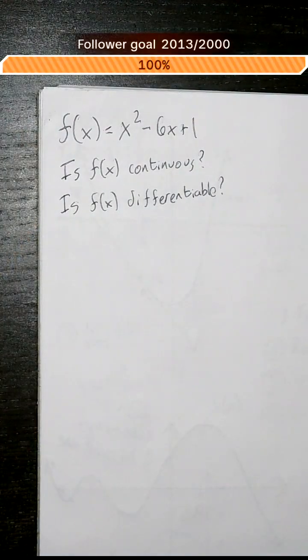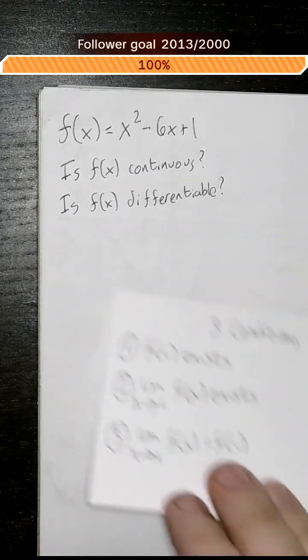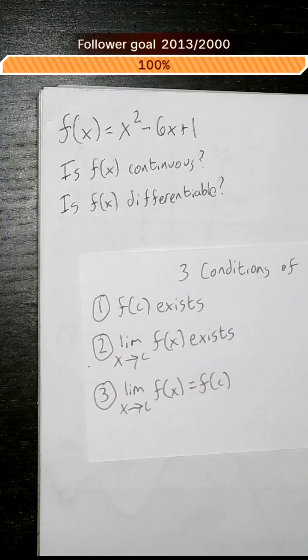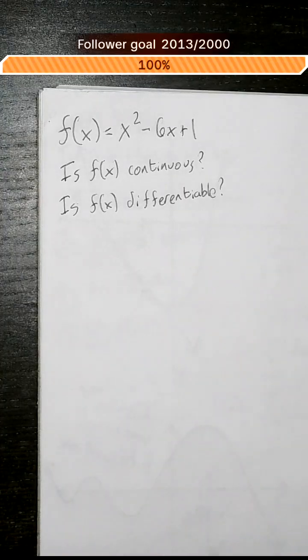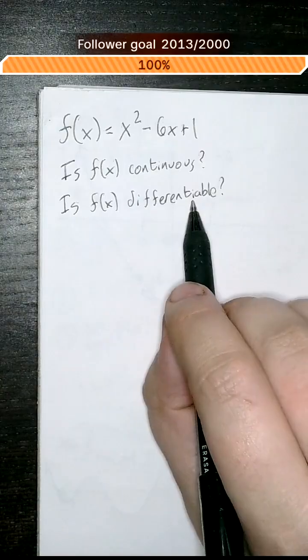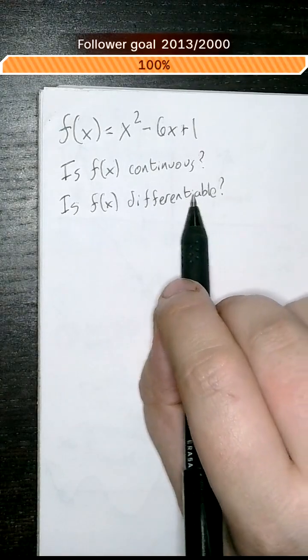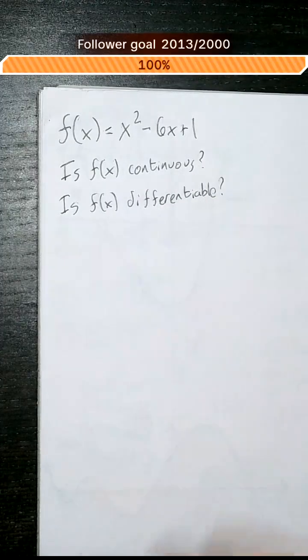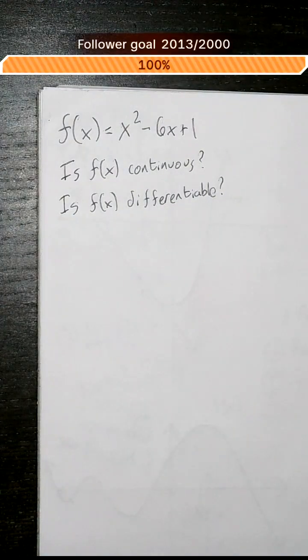So, when we think about continuity, remember the three conditions that need to be met for continuity. Or actually, let's do this first. Let's test for differentiability, because if it's differentiable, then it's automatically continuous. Imperfect says both. Let's see if you're right.